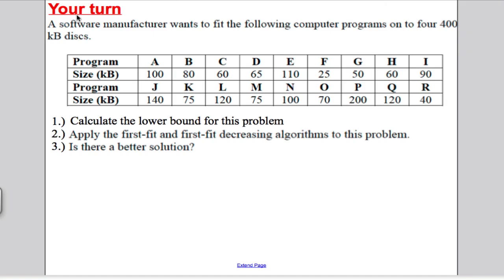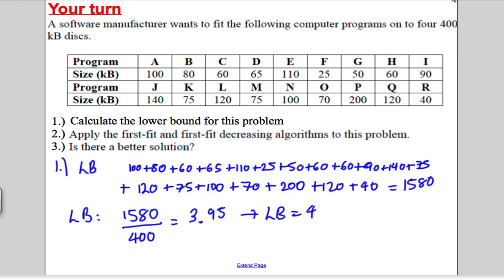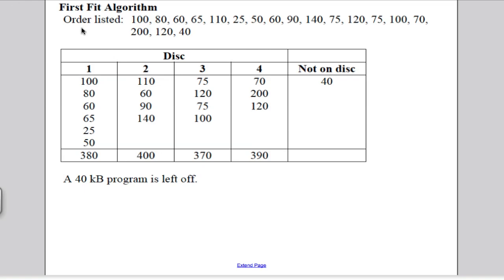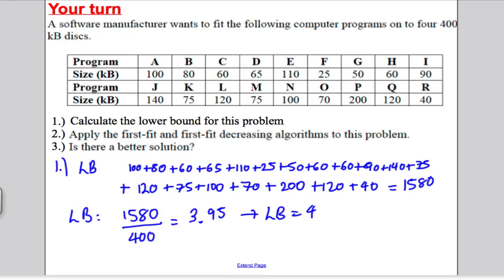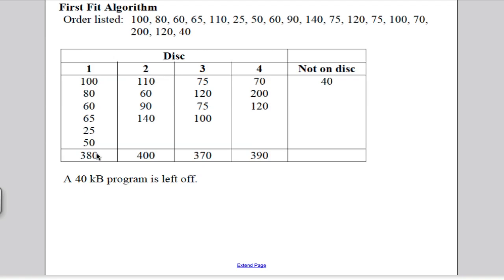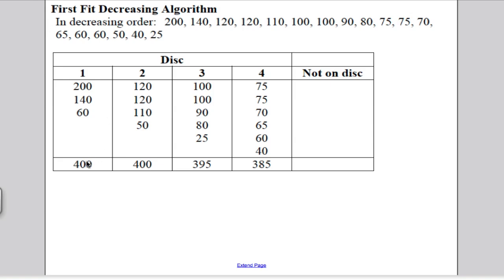So here are my answers I got. For the lower bound here, when you add it all up and divide by the 400 kb on each disc, you get 3.95. So the lower bound could be 4. Okay. When I applied the first fit algorithm to the ordered list, so the list as it was there, I got the following. On disc 1, 380, disc 2, 400, disc 3, 370, and disc 4, 390. And there was 40 kb of program left off. When I applied the first fit decreasing, I got 400, 400, 395, 385.